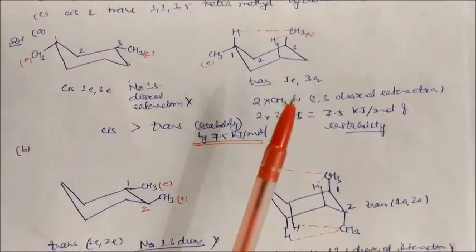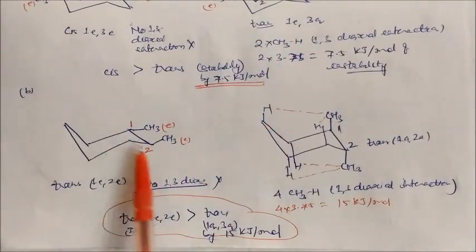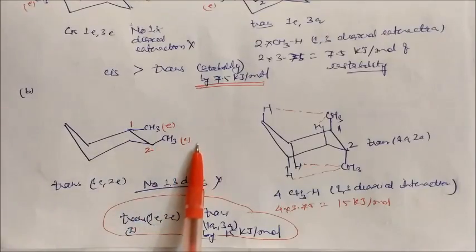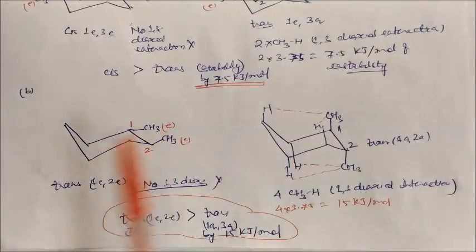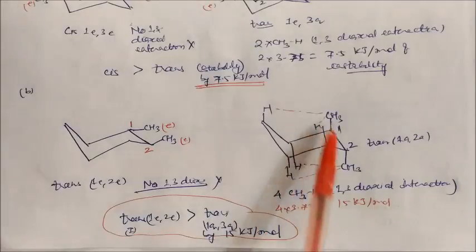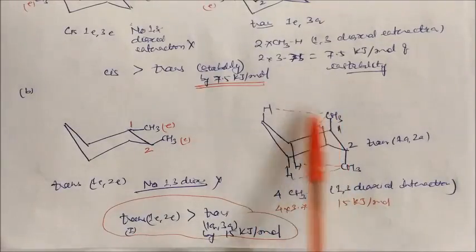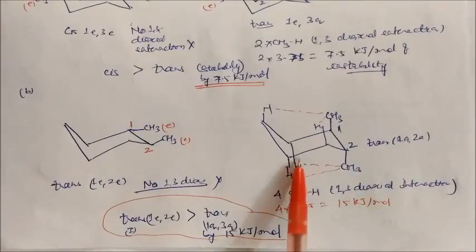Now in the second case, you can see this is the diagram. This is trans 1,2 dimethyl cyclohexane. This is the EE form, this is the AA form. So this is trans EE, this is trans AA. In this case there is no interaction, both are in equatorial position, but in this case, both are in axial position. So this methyl is interacting with the 2 hydrogens, which are flagpole hydrogens. Again, this is interacting with the 2 hydrogens over here.